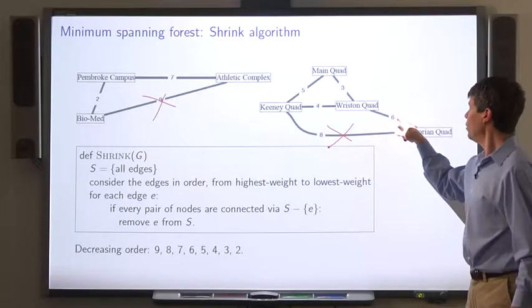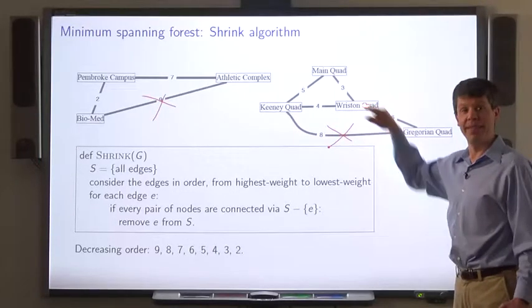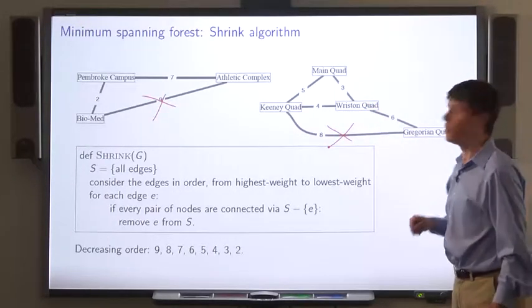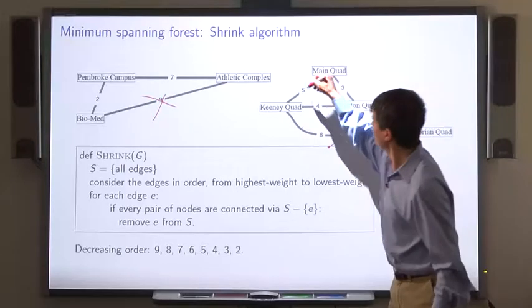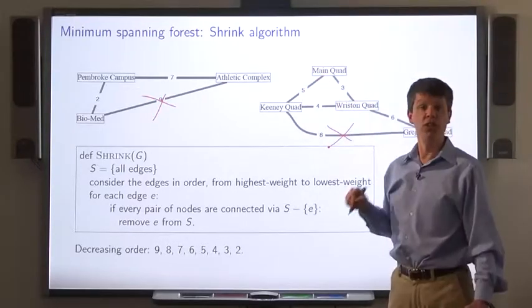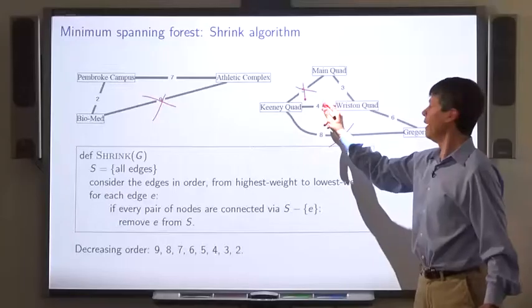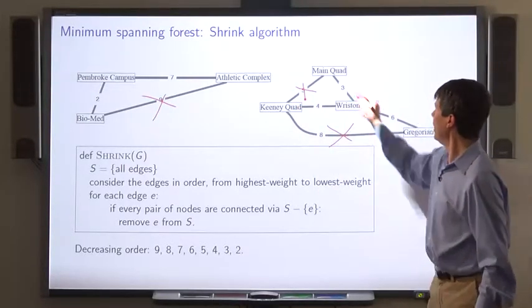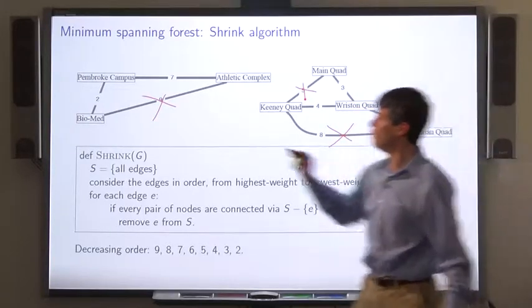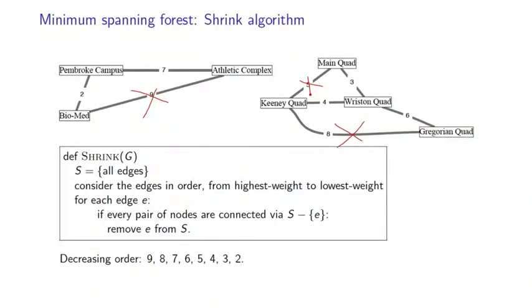6. If we remove the edge with weight 6, there won't be a path between its endpoints among the edges we haven't yet eliminated. So we leave that in. 5, well, we can remove this edge because its endpoints are connected using edges we have. 4, if we remove this edge, there won't be a path, so we leave that in. 3, the same, we leave that in. And 2, we better leave that in. So this is the set of edges selected by the shrink algorithm. Is this truly a minimum spanning forest?